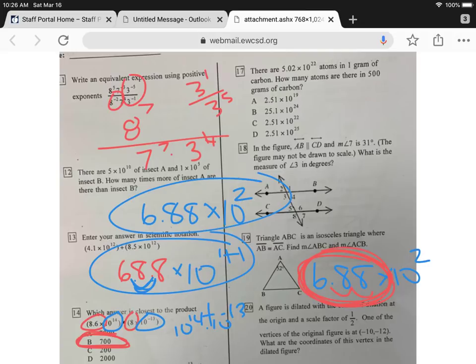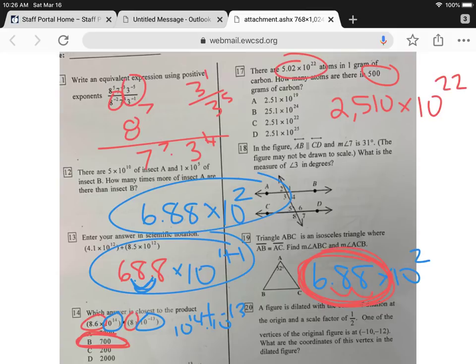Alrighty. I'm going to go ahead and tell you this one is going to be a multiplication problem. You're going to multiply 500 times 5.02. And you're going to get 2,510 times 10 to the 22.